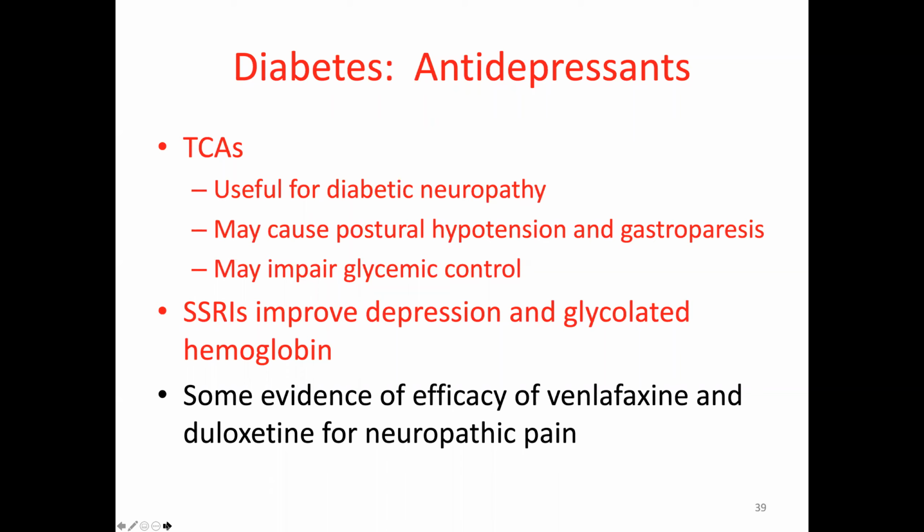Now, moving to the SSRIs, which we see used more frequently. Again, the TCAs, the tricyclics, seem to be more associated with use for diabetic neuropathy, but there has been some evidence that SSRIs may also be effective there. In diabetic patients, SSRIs improve the depression, which is what we would anticipate, and also improve glycolated hemoglobin, which is our best index for long-term control. One thing that may happen is that when people are feeling better and not depressed, they may take care of themselves.